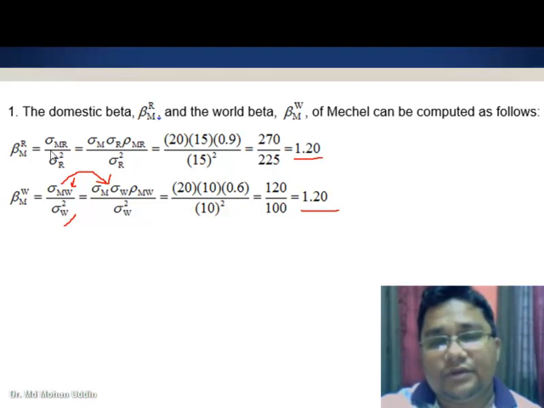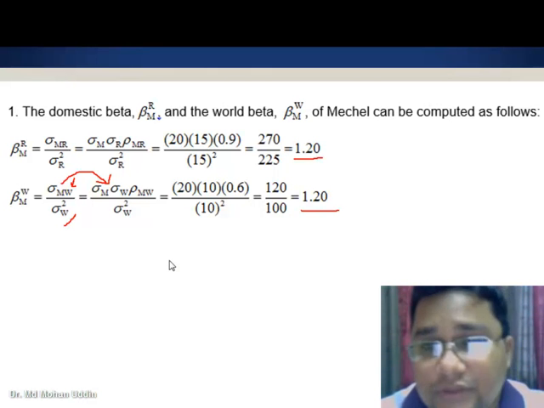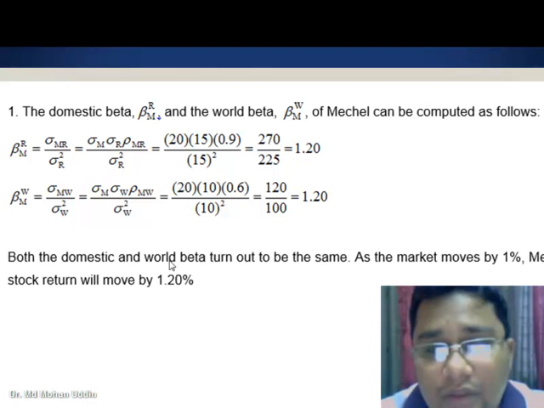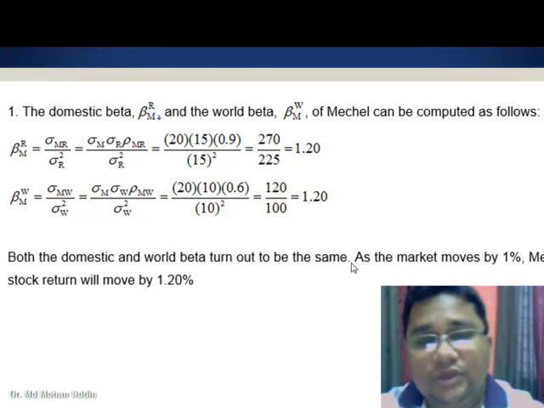as the previous result. That means the domestic beta and the world beta are the same for this company. Both the domestic and world beta turn out to be the same. What is the explanation?